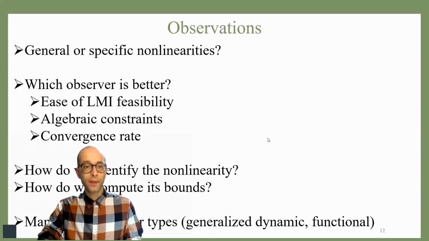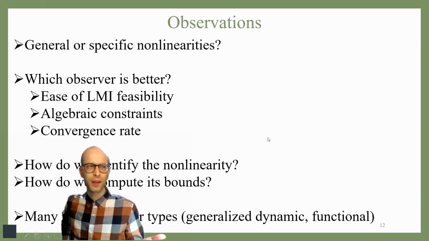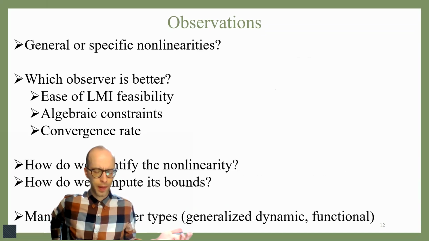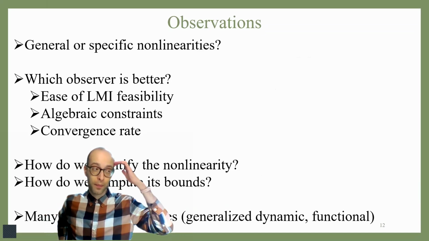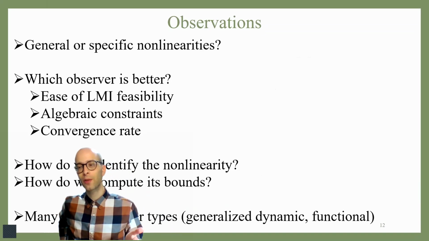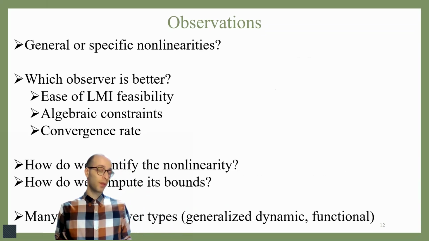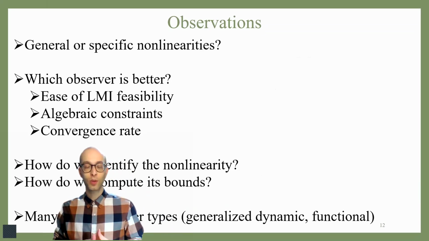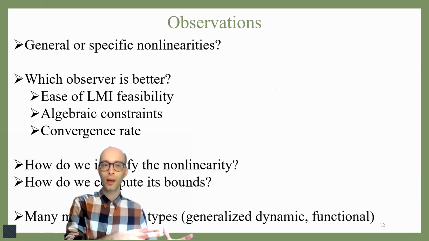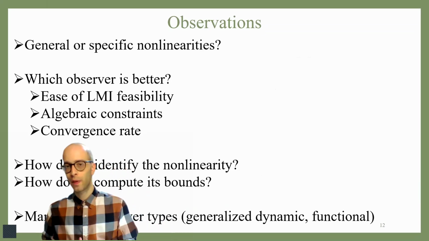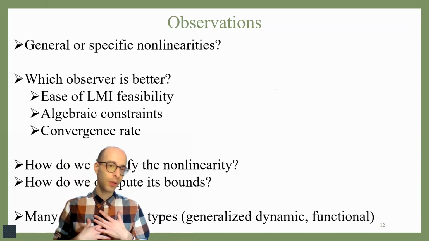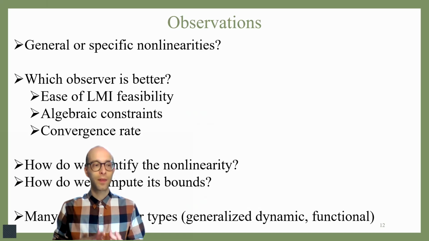Now, after covering 70, 80 papers in the paper that we have, I think we covered pretty much all of the publications in the last 15 years or so. So we have some observations. One natural question for me is this: is it better to design an observer for a general nonlinearity or for a very specific one? My opinion is that both of these cases are very welcome and very useful.